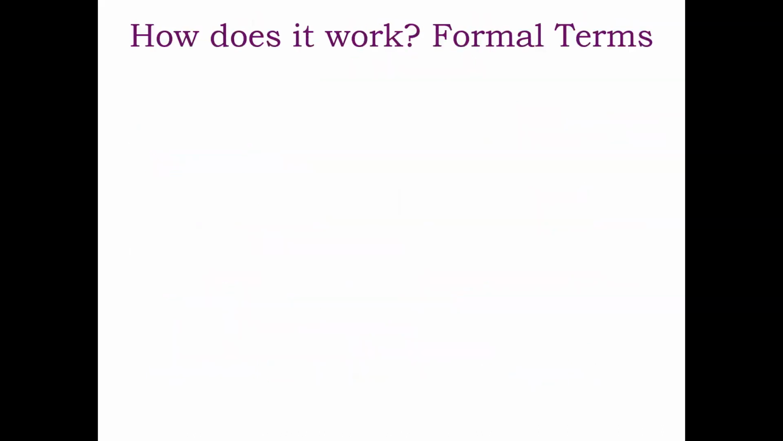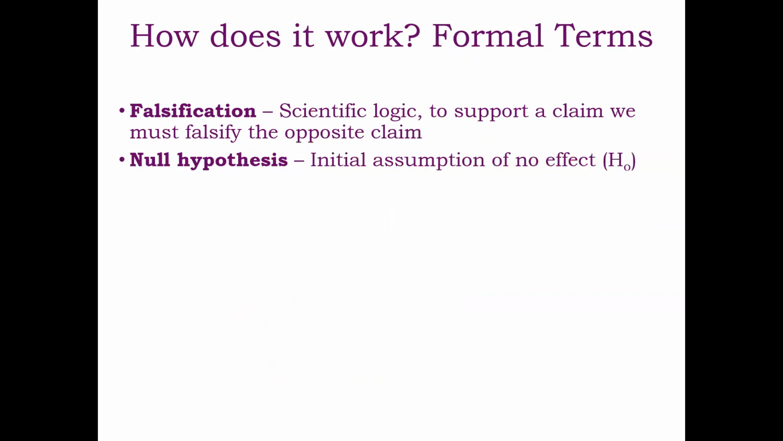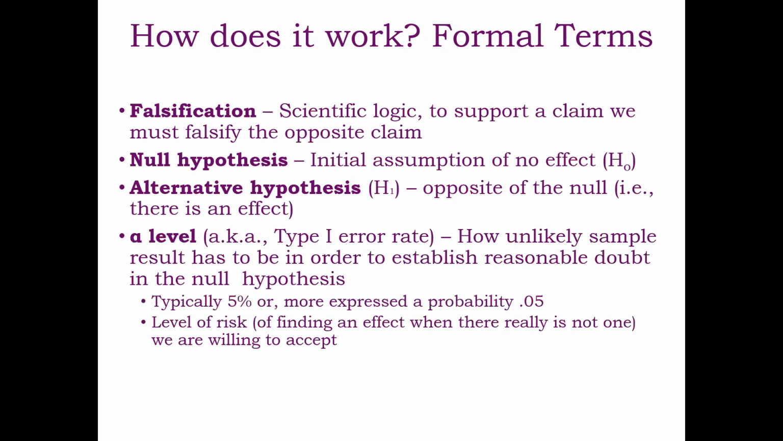So let's talk about the formal terms. It's all about falsification. This is science, scientific logic. To support a claim, we must falsify the opposite claim. This is why it's so important to have testable hypotheses and falsifiable claims, right? So we have to figure it out so that can be done. If we cannot test a hypothesis, if we can't falsify the null, then we can't do science. The null is the initial assumption of no effect. The alternative is the opposite of the null, that there is an effect, whatever we expect.